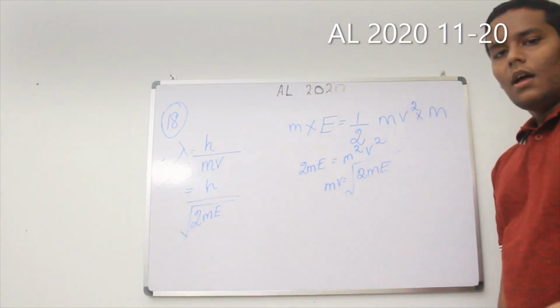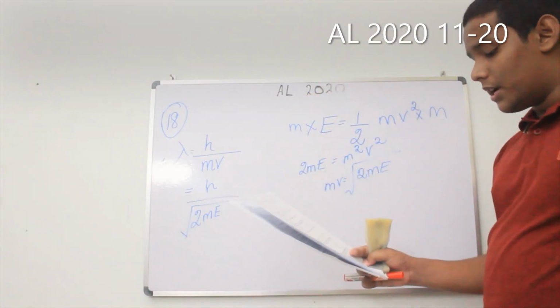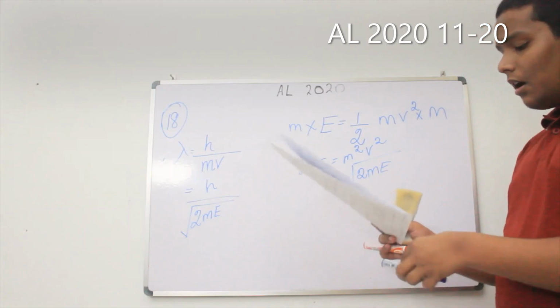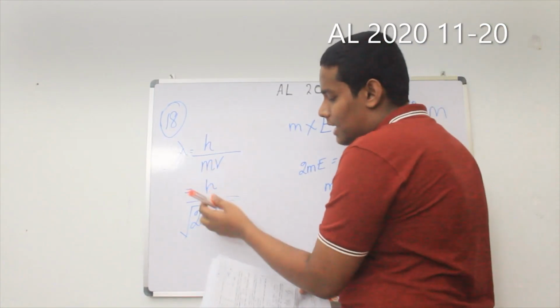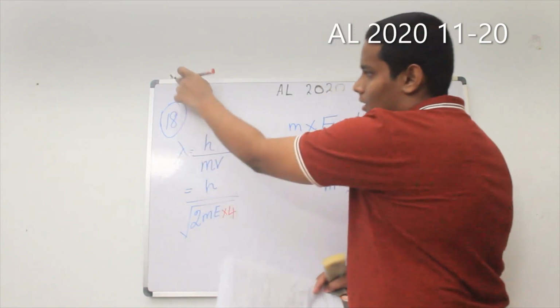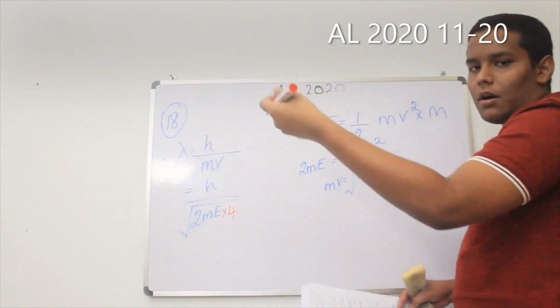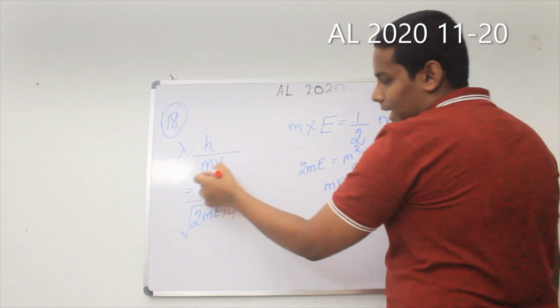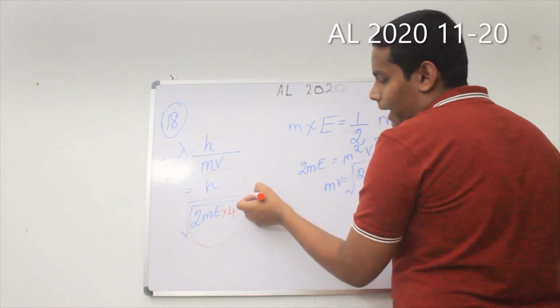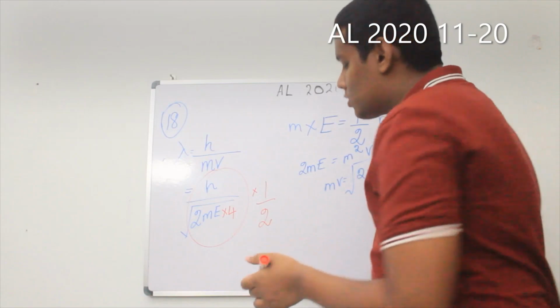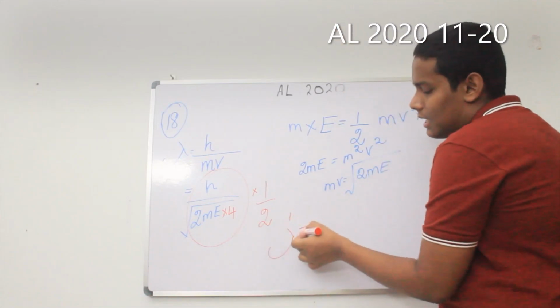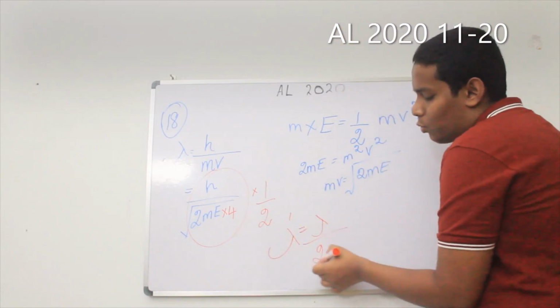Okay. Then they are telling in a new situation, the energy becomes 4 times. So if energy becomes 4 times, if you take 4 out of the root, this entire quantity will be multiplied by half. No? The new value will be half. So therefore your lambda dash is equal to lambda by 2.